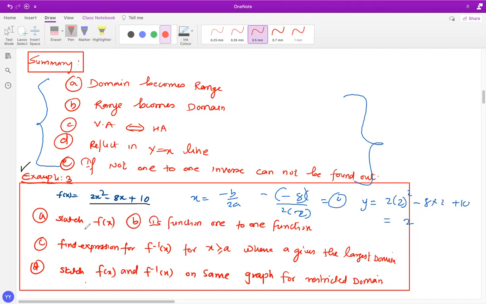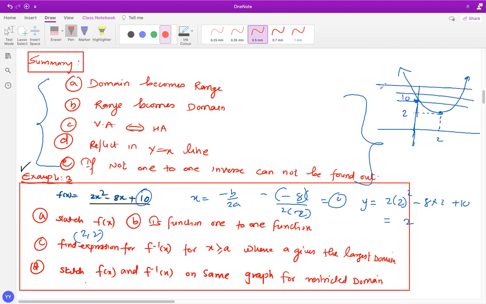So the vertex is at (2, 2) and the y-intercept is at 10. So it's going to be a quadratic, something like this, which is here. So that's going to be (2, 2) at this point. This is 2 and this is 2 and this is 10. So this is the vertex. Now they're asking, is the function a one-to-one function? Definitely this doesn't fulfill the horizontal line test, so this is not a one-to-one function.